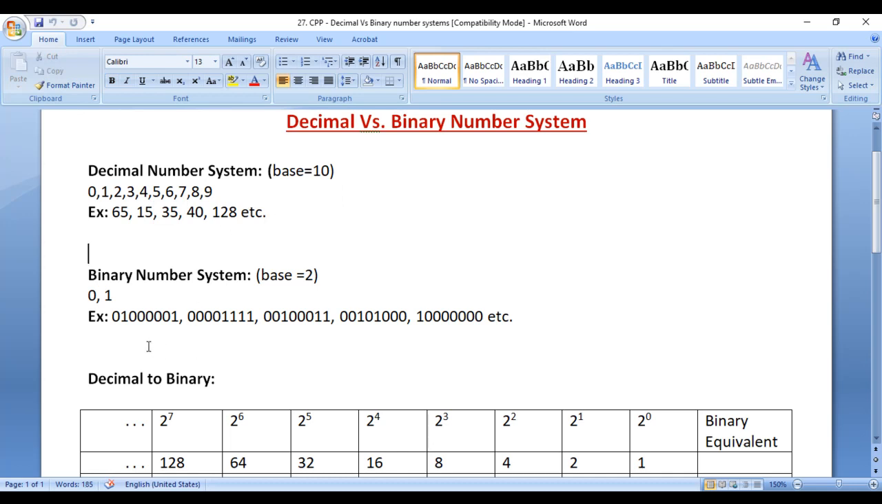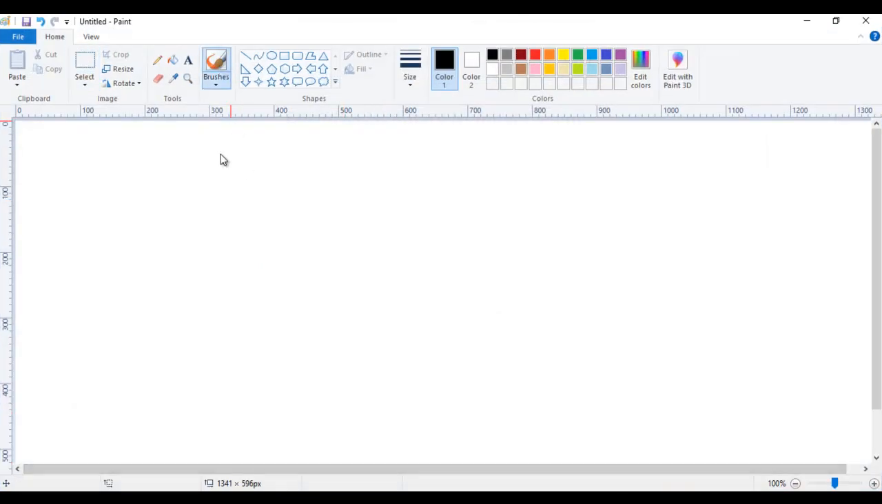Now we understand how to convert a binary number to decimal equivalent number. Already I told you that 1000001 indicates 65, right? So let's convert this series to decimal equivalent number. I open the MS Paint. Here I write the sequence of zeros and ones. So 1, 1, 2, 3, 4, 5 zeros and 1.